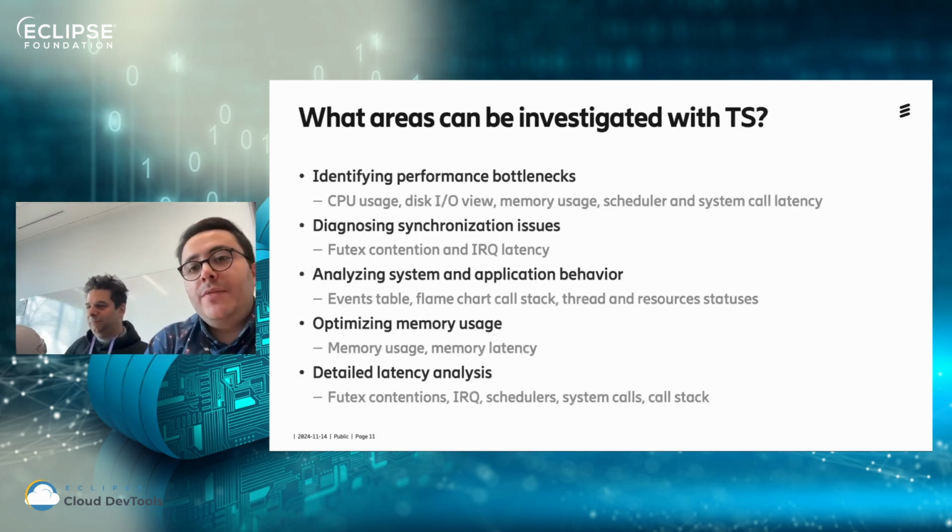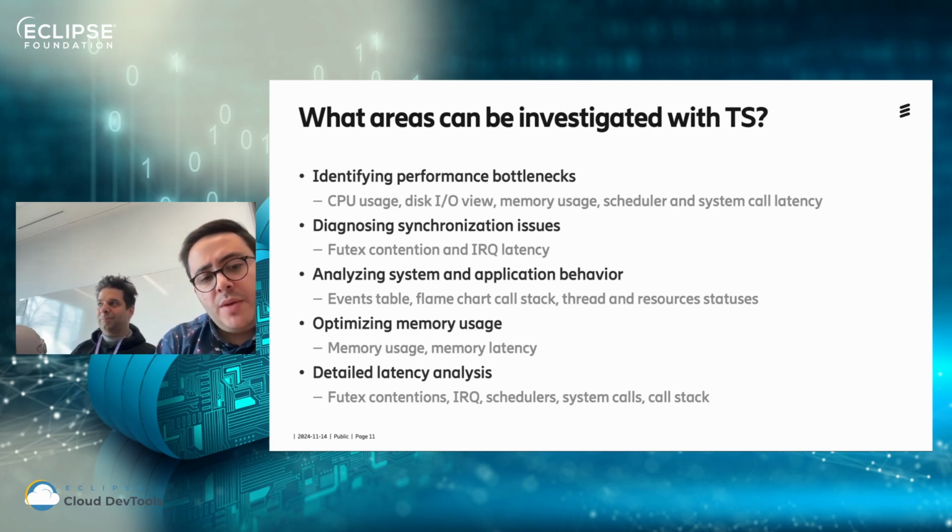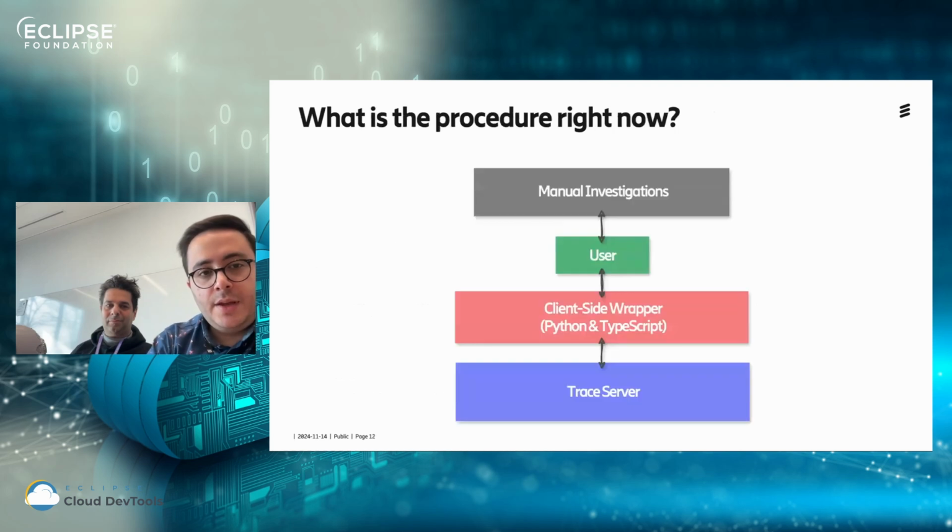So what areas can be investigated with Trace Server? I have those single, individual components, and I can merge them, for example for identifying performance bottlenecks. I can merge the CPU usage, disk, memory, and other things, and analyze them together, having a comprehensive analysis on top of them. I can find performance bottlenecks. Or for optimizing memory usage, I can use the memory usage, memory latency, and some other things. Then I can conclude that I can optimize my memory usage through this.